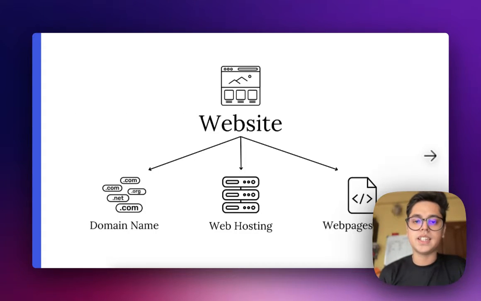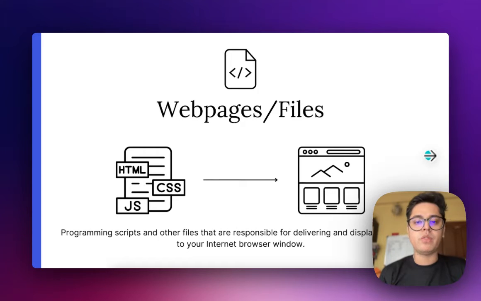So we're going to start discussing the three main components that make up a website. One is a domain name, second is web hosting, and number three is web page files. We're going to discuss each component in detail. We'll start with web page files.